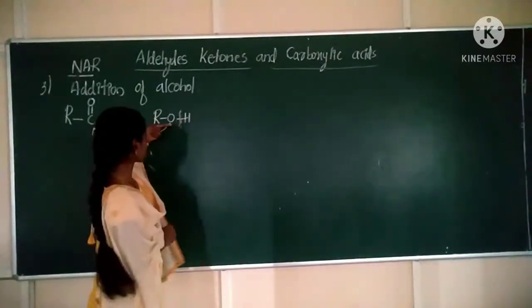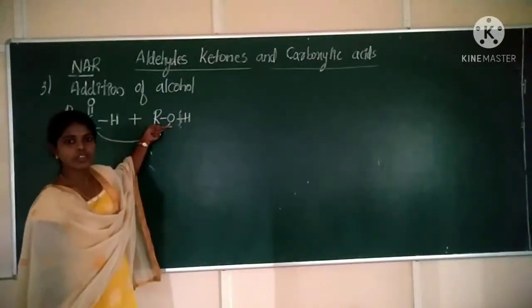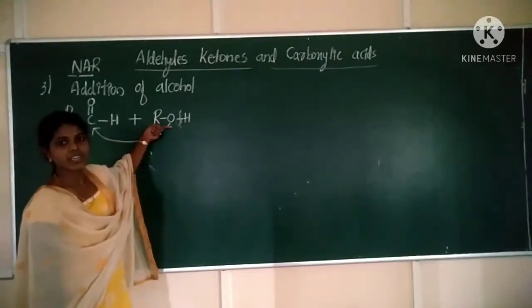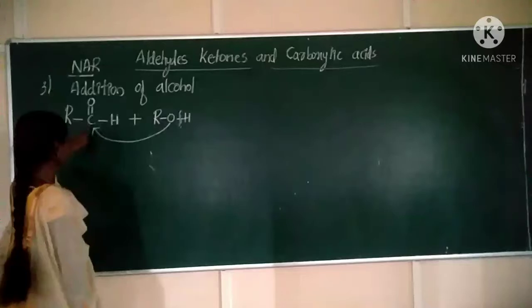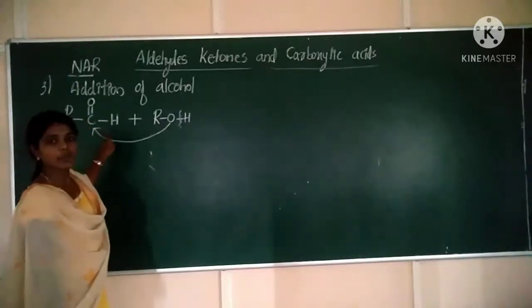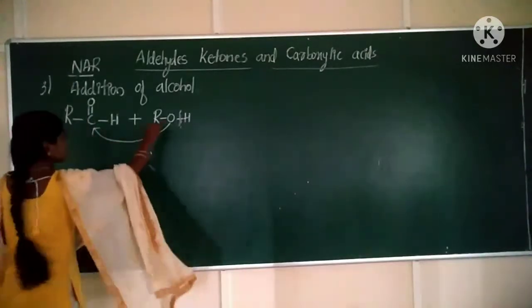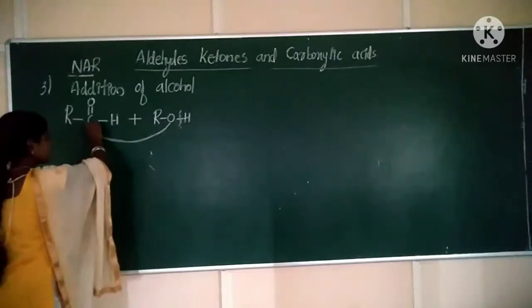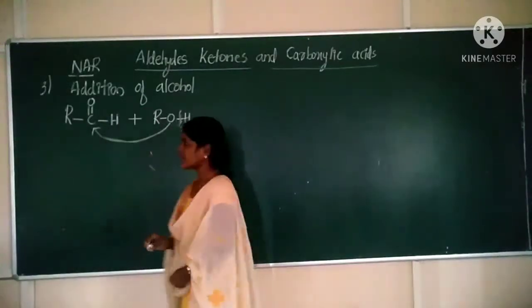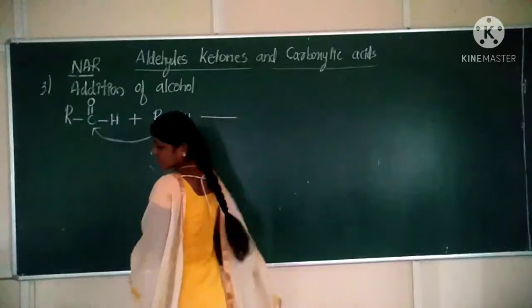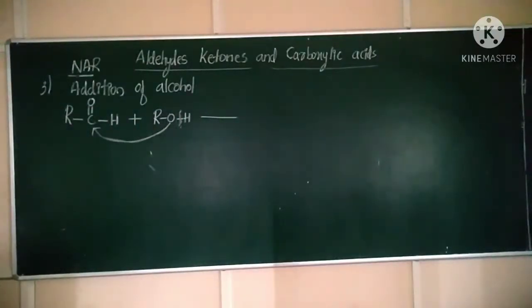Now here the alkoxy group acts as a what? Nucleophile. Now a nucleophile should attack at which center? Electrophilic center, because the carbonyl carbon is what? Electrophilic. Now this alkoxy group attacks at the carbonyl carbon. Now next reaction, write it here.